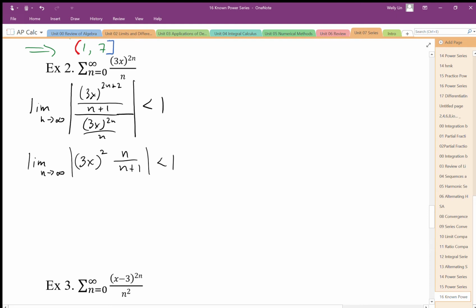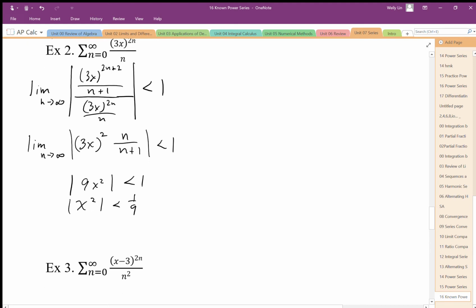So when we work this out, this portion here becomes 1. The limit of n over n plus 1 as n goes to infinity is equal to 1. So we end up with 3x squared, which I'm just going to write as 9x squared, is less than 1. So the center is at 0. So I can see my radius a little easier, I'm just going to divide both sides by 9. And so my x squared radius is 1/9.